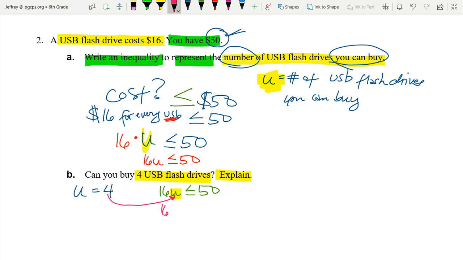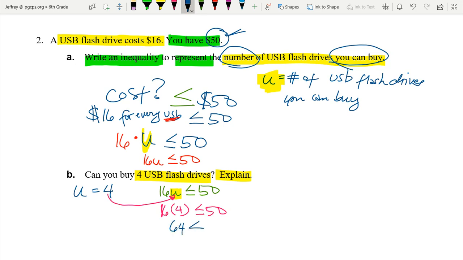So 16 times U means 16 times 4. Oops, that should be 16 right there. There we go. 16 times 4 is less than or equal to 50. Remember, 16U means 16 times U. Now, let's simplify. What's 16 times 4? You can pause the video to check and see if your solution is right. So 16 times 4 is 64.